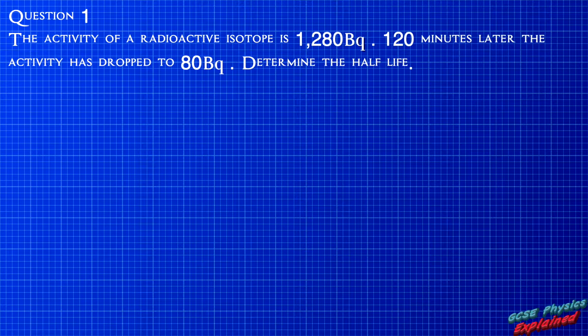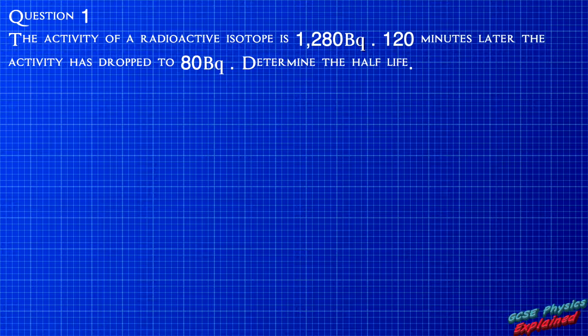Let me show you some typical half-life questions. Question 1. The activity of a radioactive isotope is 1280 becquerels. 120 minutes later, the activity has dropped to 80 becquerels. Determine the half-life. Pause the video and give it a try.